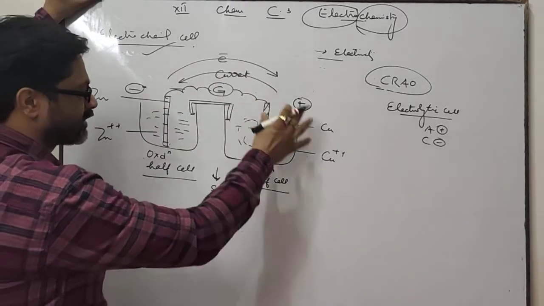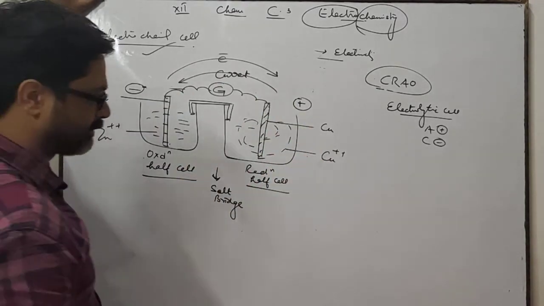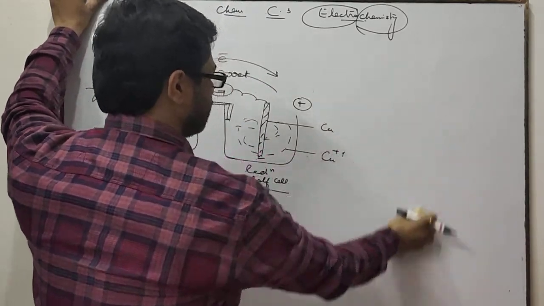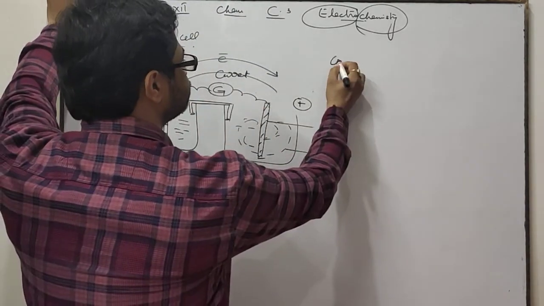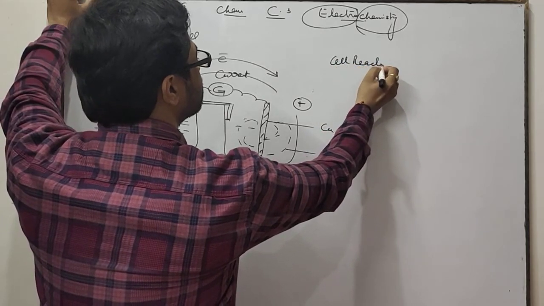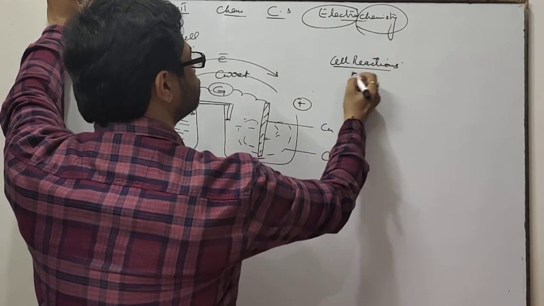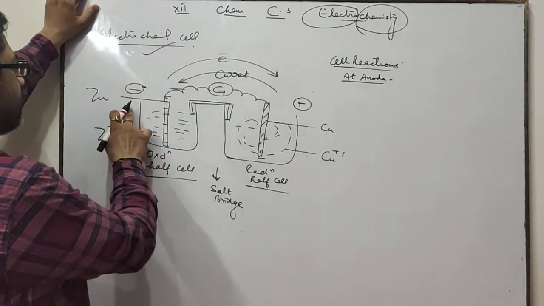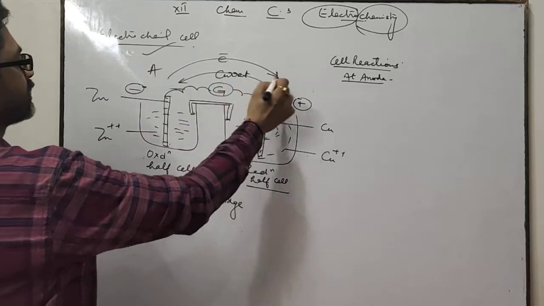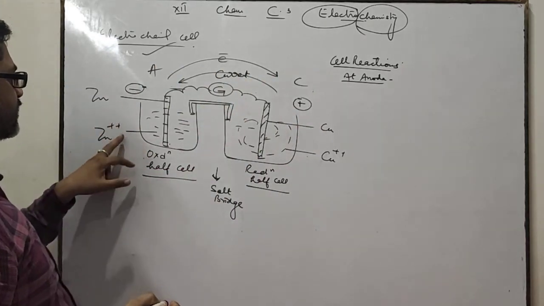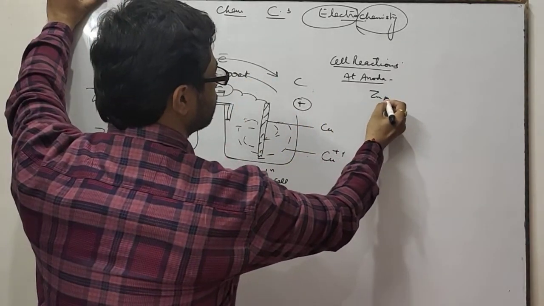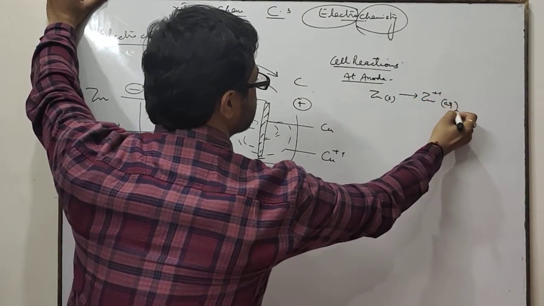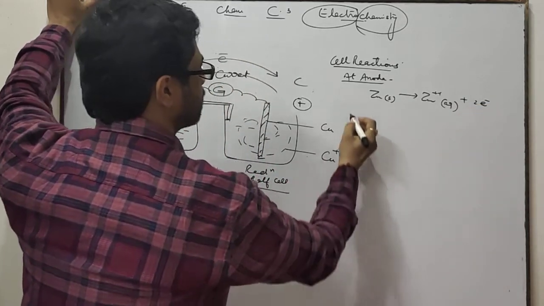Here, the reactions take place within this cell. Means cell reactions taking place in this, we can write like this: cell reactions at anode. What takes place at anode? At this point, anode, this one is cathode. At anode, zinc is oxidized to Zn2+. Zinc solid is oxidized to Zn2+ aqueous by loss of 2 electrons.